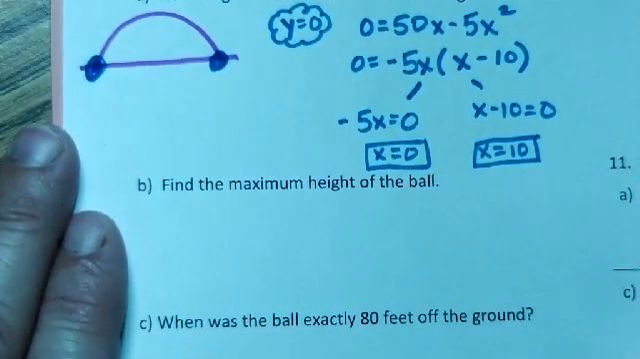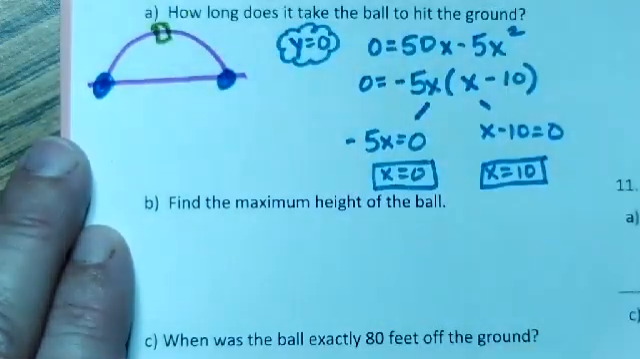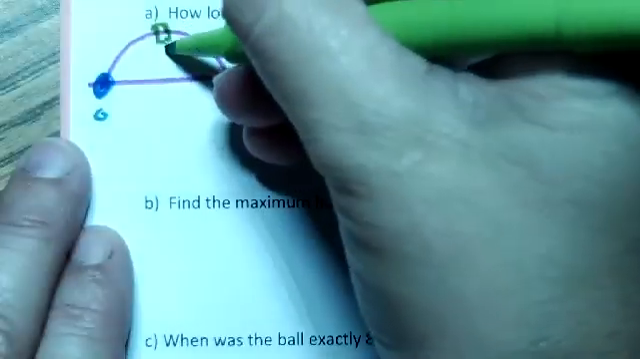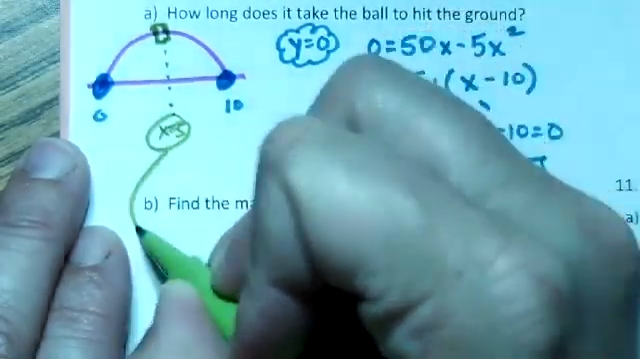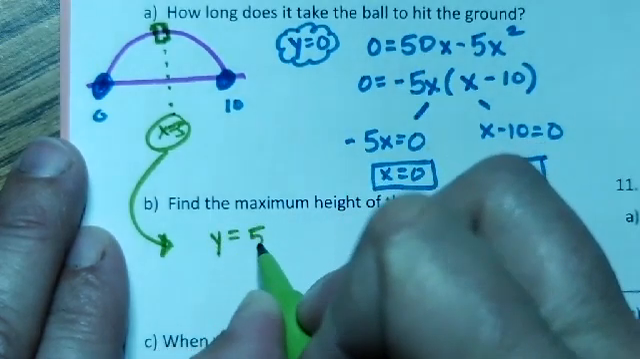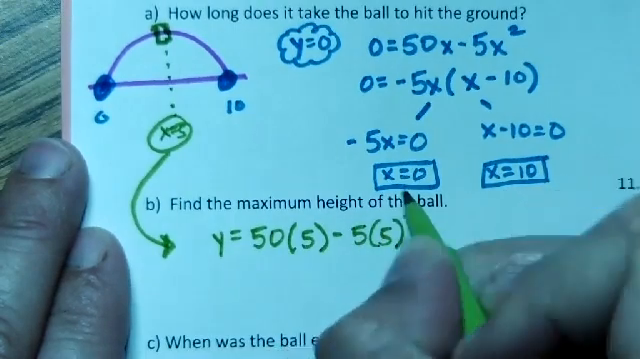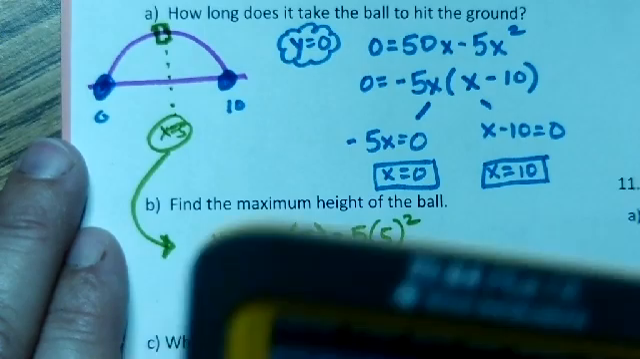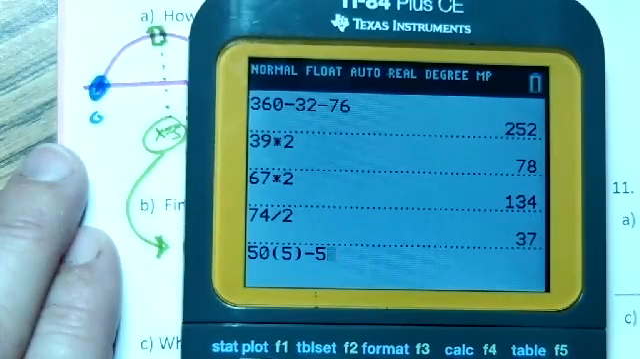Find the maximum height of the ball. The maximum is right here. Now, if this is 0 and this is 10, the maximum is going to be halfway. So that maximum would be when x equals 5. That's what we have to plug in to find that. So we'll have y equals 50 times 5 minus 5 times 5 squared. Now I'm going to put that in my calculator. So that'll be 50 times 5 minus 5 times 5 squared, 125.